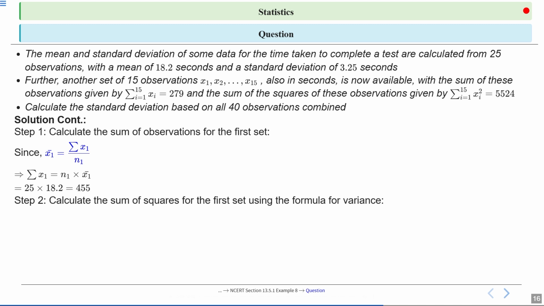Next, in step 2, we will calculate the sum of squares for the first set using the formula for variance. Sigma 1 square equal to summation xi square upon n1 minus x1 bar whole square. It implies summation xi square equal to n1 times sigma 1 square plus x1 bar square.